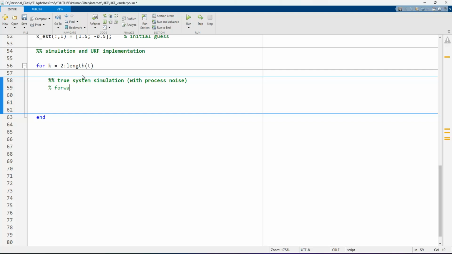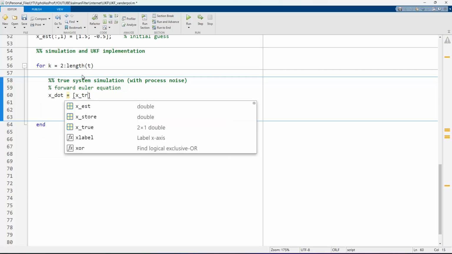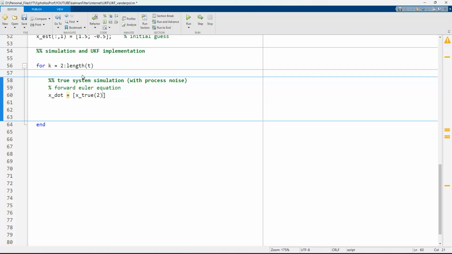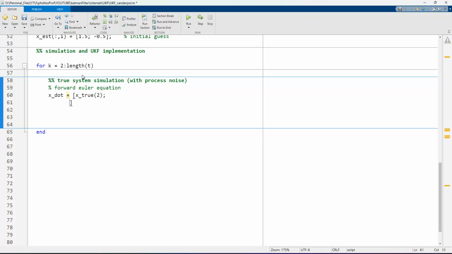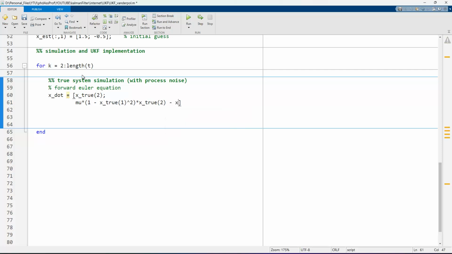So the forward Euler equation or the discretization can be assigned with x dot as a matrix in here, x true state, but with the 2 values, because it's the x dot, the velocity values, and so mu times 1 minus x true position value squared, right, times x true 2. Okay, and minus x true 1. This is the nonlinear system for our given van der Pol equation.